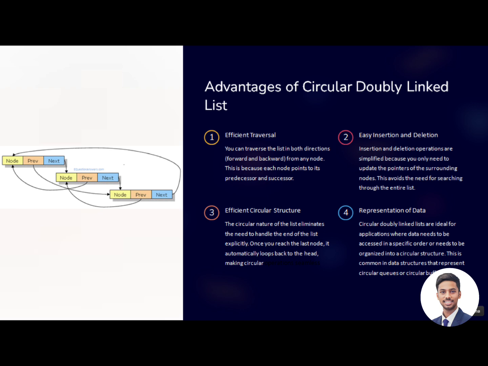Third advantage, efficient circular structure. The circular nature of the list eliminates the need to handle the end of the list explicitly. Once you reach the last node, it automatically loops back to the head, making it circular. Fourth advantage, representation of data. Circular doubly linked lists are ideal for applications where data need to be accessed in a specific order or need to be organized into a circular structure. This is common in data structures that represent circular queues or circular buffers.